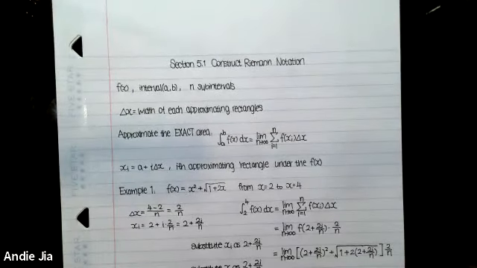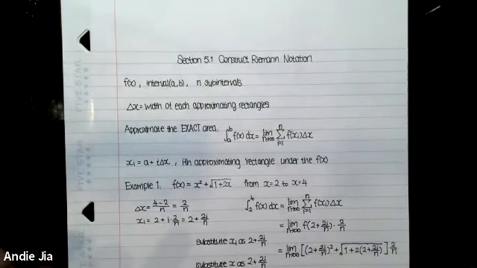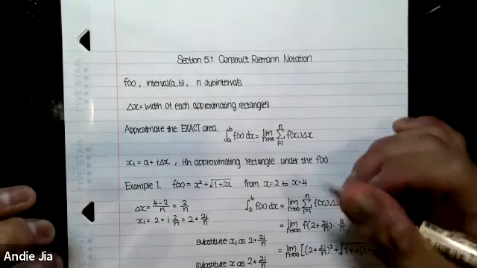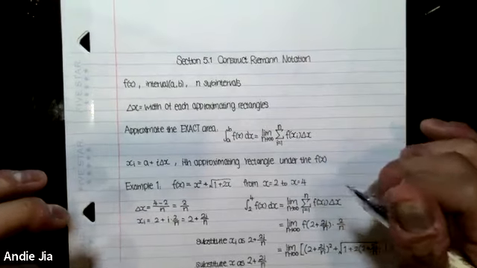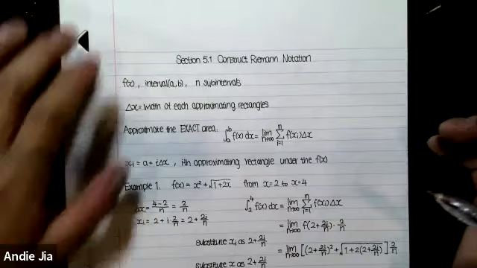So we first find the width, then find the ith approximating rectangle. Then we use the definition of the definite integral to construct the sum.